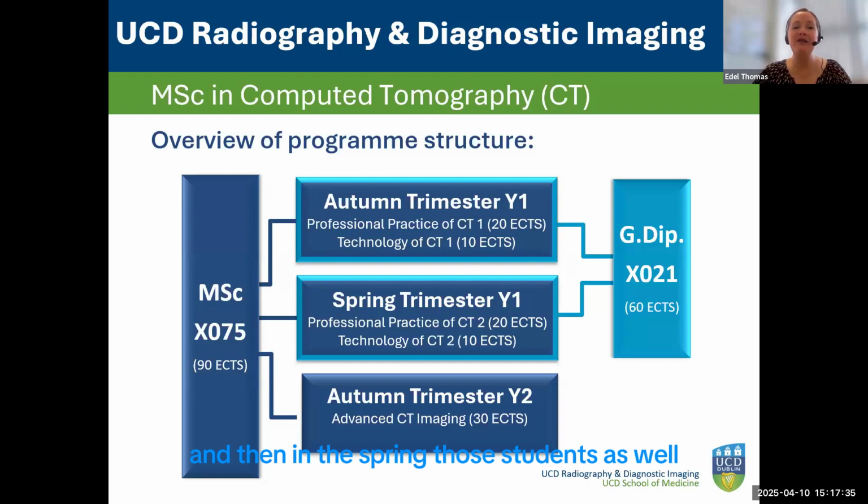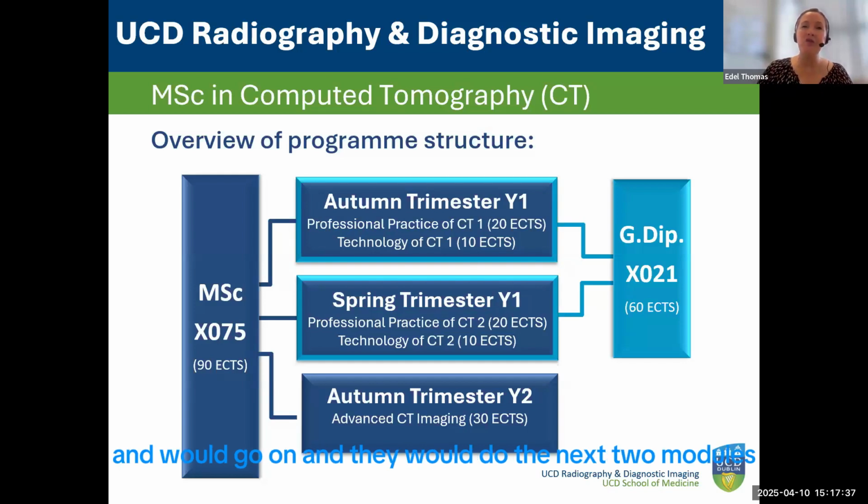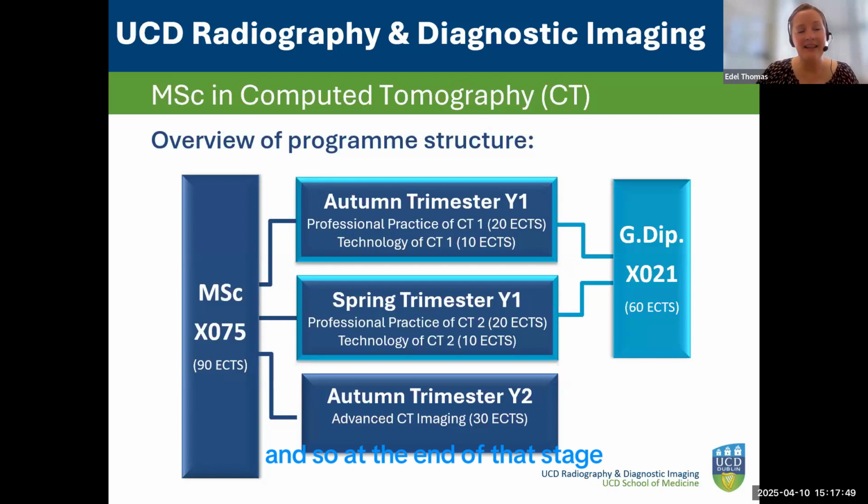And then in the spring, those students would go on and do the next 2 modules, which are professional practice of CT2 worth 20 credits and technology of CT2 worth 10 credits as well. So at the end of that stage in May of the following year, a student can step off with the graduate diploma having acquired 60 credits of learning.